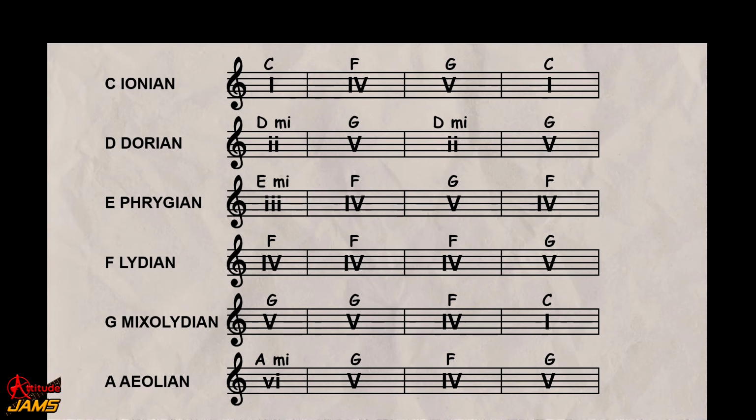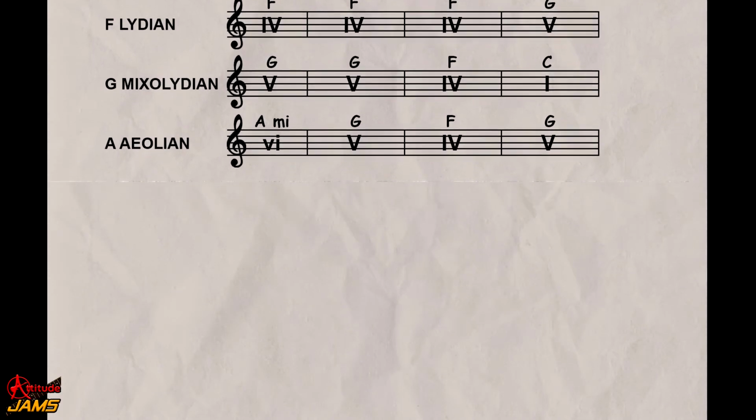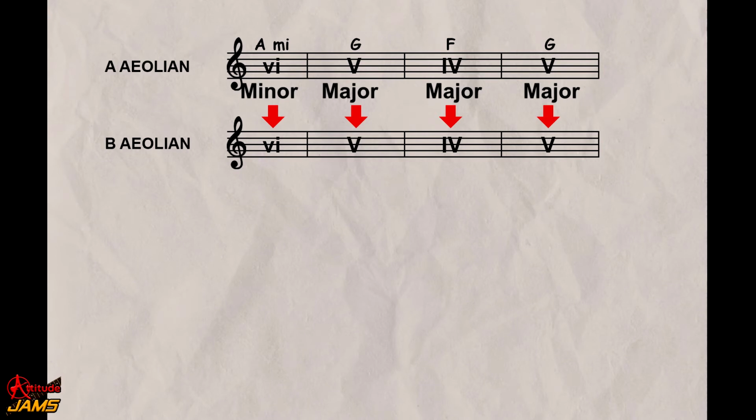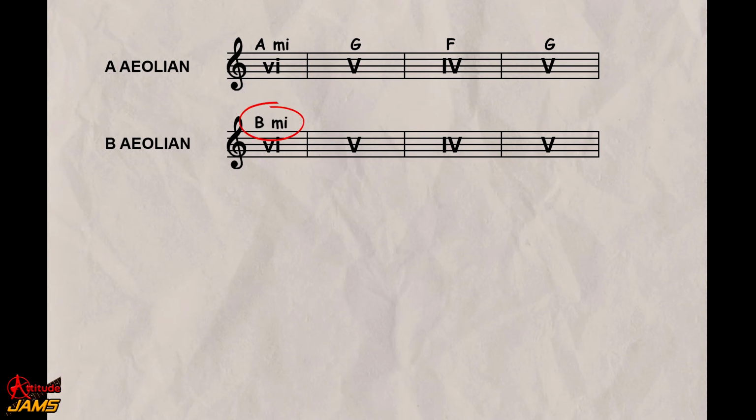For instance, let's transpose this A Aeolian progression to B Aeolian. The chord types will be the same in both progressions. So the first chord is B minor. For the other chords, you'll need to know the key that has B as its sixth note.